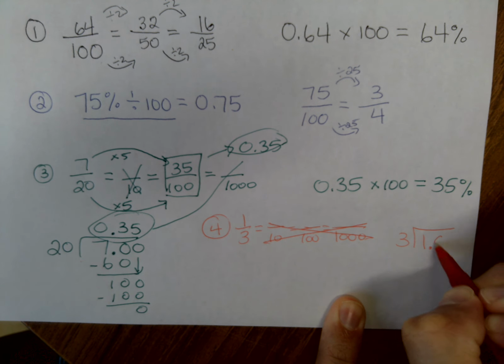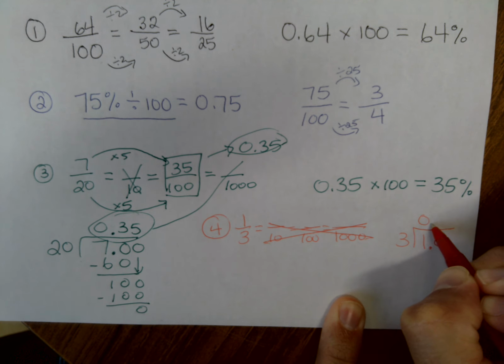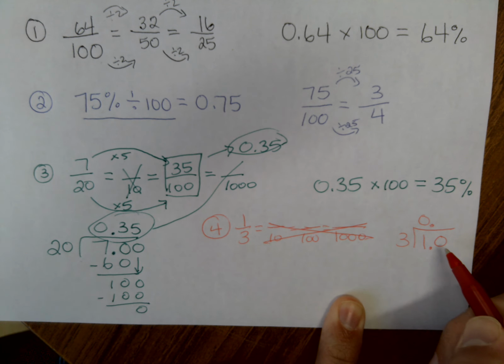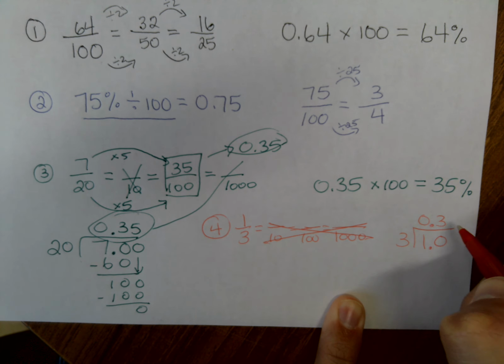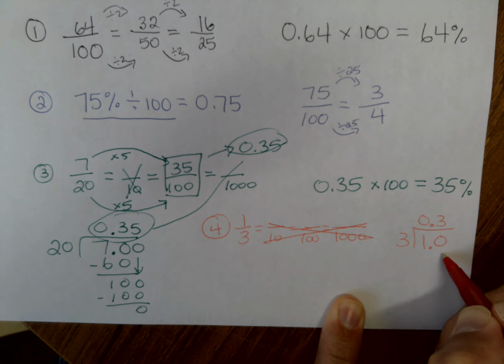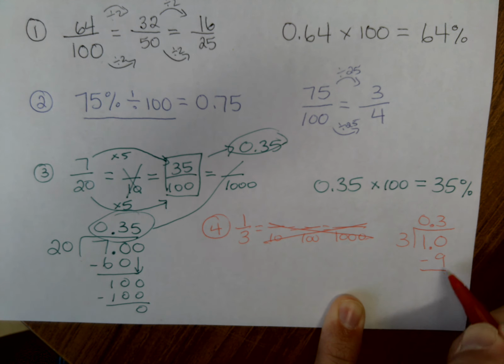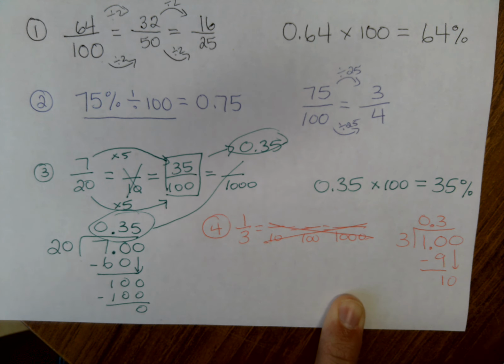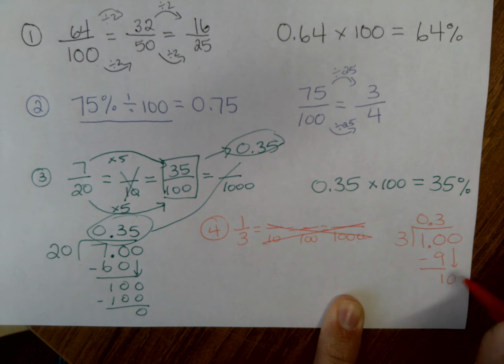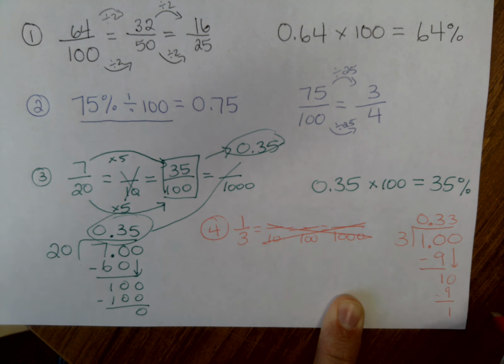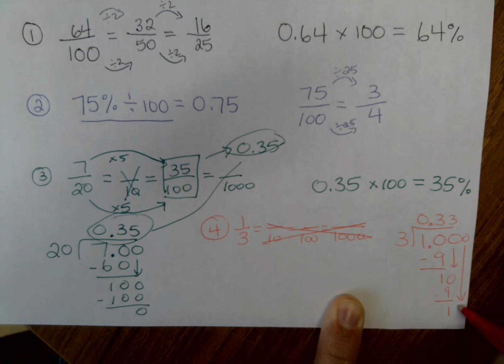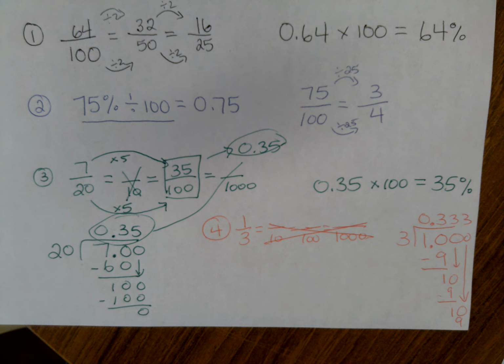I put my decimal point in because I know 3 can't go into 1 evenly, but 3 can go into 10. It can go in 3 times. And 3 times 3 is 9. So I subtract, and I have 1 left over. Oh, I'm going to bring another 0 down. And I get 10 again. 3 goes into 10 3 times. And 3 times 3 is 9. And I subtract, and I have 1. And you'll notice that you could do this over and over and over again.